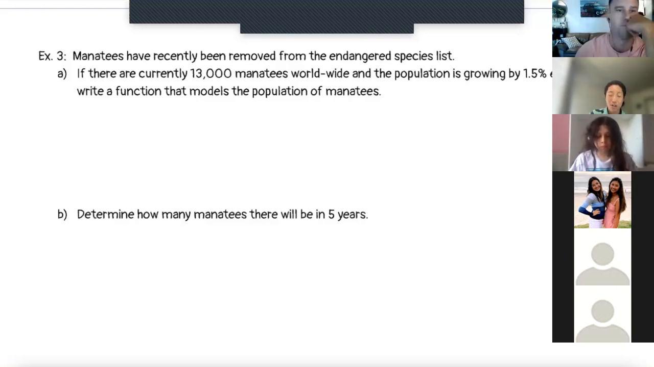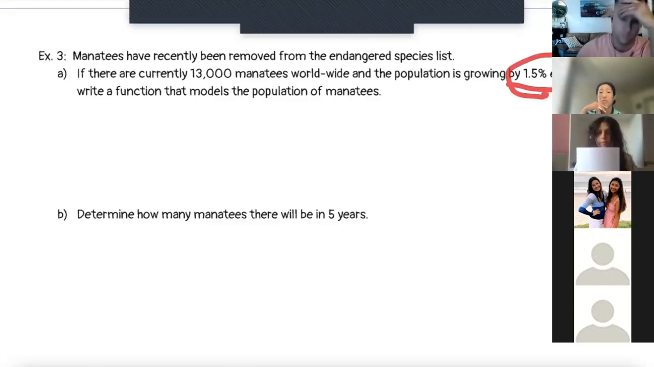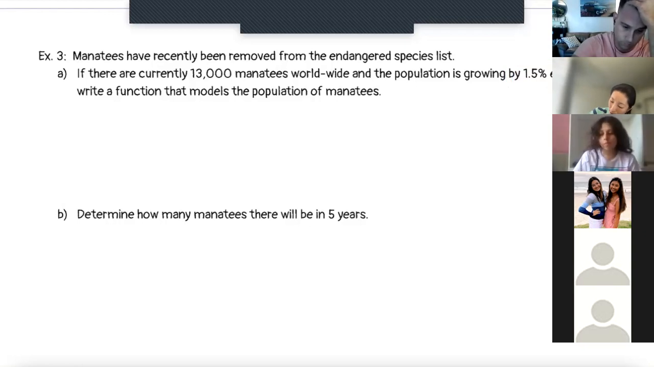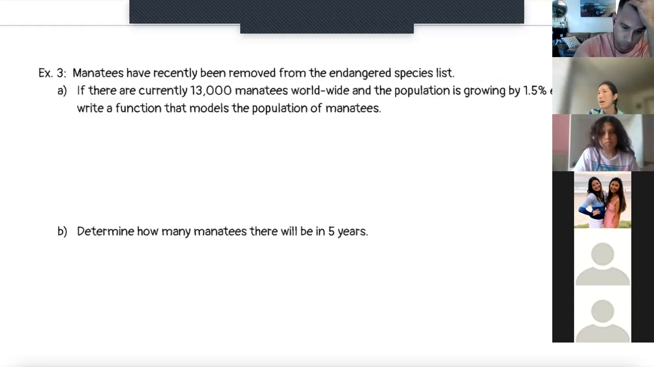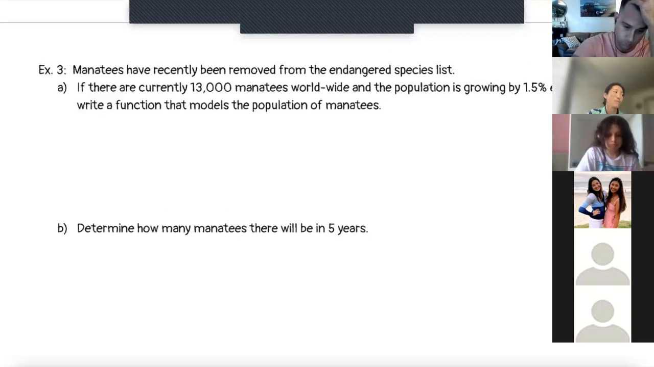So let's say that there are currently 13,000 manatees and the population is growing by 1.5% each year. Write a function that models the population of the manatees. And so as soon as we see that 1.5%, we're automatically thinking f of x equals a times b to the x, right? We're not thinking y equals mx plus b, but we're thinking y equals a b to the x.